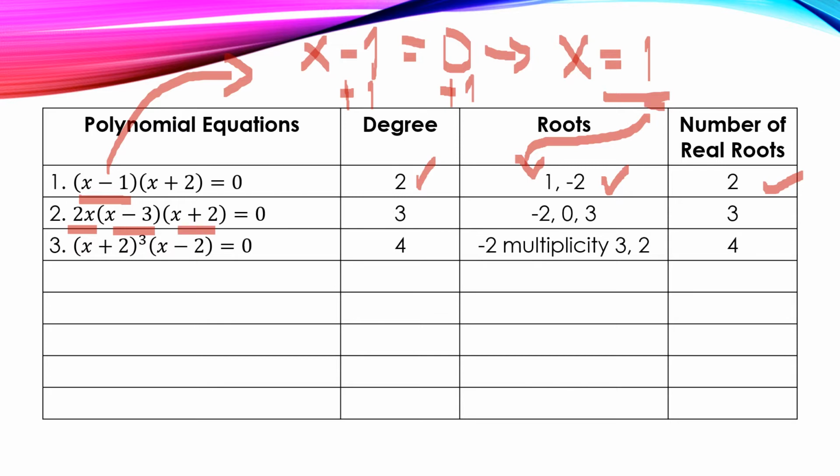Therefore, ang roots niyan ay 3. So ang degree natin ay 3, so cubic. Okay, so again, ang degree ay yun din yung number of factors niya. Okay, and then yung roots natin ay galing sa mga factors natin. So yung negative 2 ay nanggaling kay x plus 2. Yung 0 ay galing kay 2x. And then yung 3 ay galing kay x minus 3.